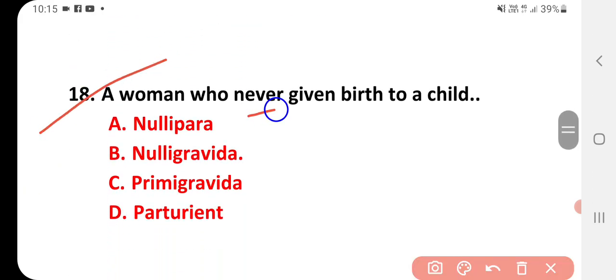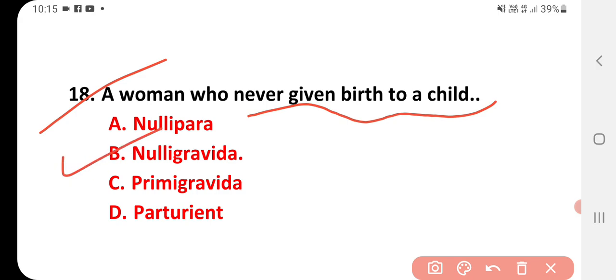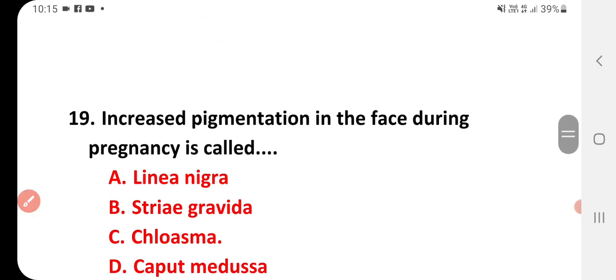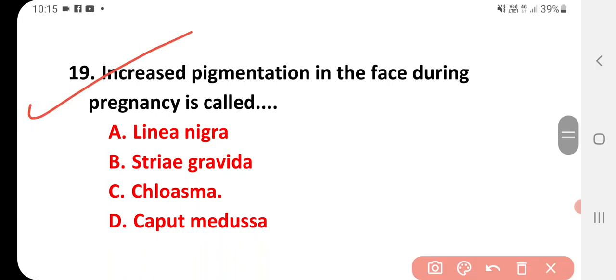18, a woman who has never given birth to a child is known as nullipara, nulligravida, primigravida, parturient. So a woman who has never given birth to a child is called nulligravida, option B. 19th, increased pigmentation on the face during pregnancy is called linea nigra, striae gravidarum, chloasma, caput medusae. So increased pigmentation on the face during pregnancy is called chloasma. So option C is the right answer.